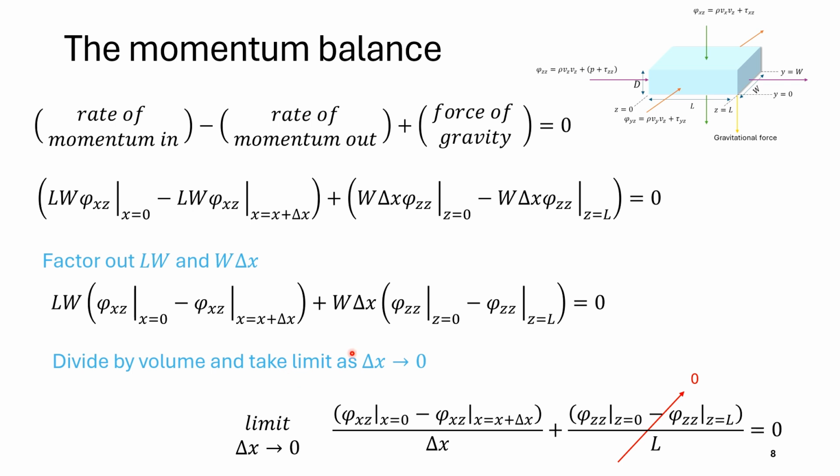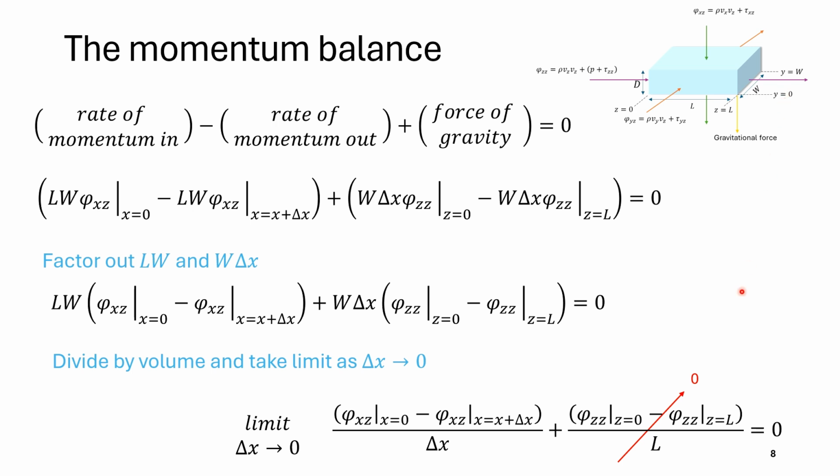So you can try to think why it vanishes. The reason it vanishes is because the pressure entering here is the same as the pressure exiting here at z equals L. And also the convective momentum flux entering at z equals 0 is the same as the convective momentum flux exiting at z equals L.